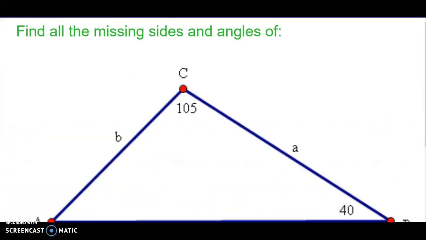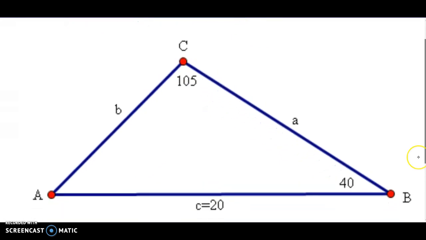Okay, so here's the problem. It says find all the missing sides and angles of the triangle. In other words, I could have written this as solve the triangle. So let's have you guys do this. Obviously, since this video is called Law of Sines, you probably want to use the law of sines. Part of it you don't even need it for, but we'll see what you can do. So go ahead, put me on pause, and then we'll check your answers.